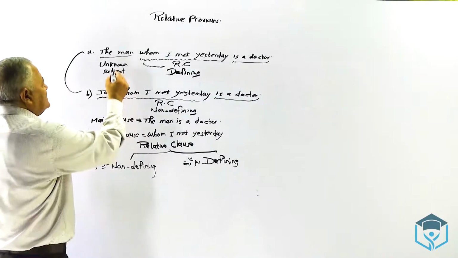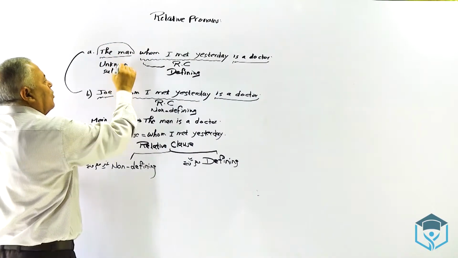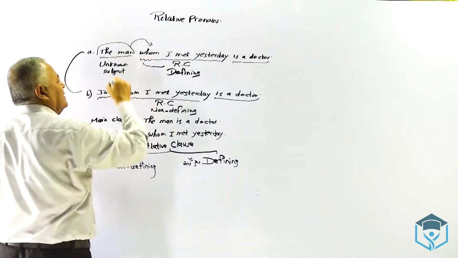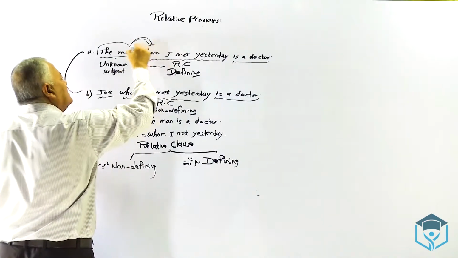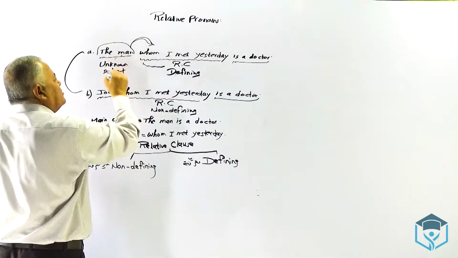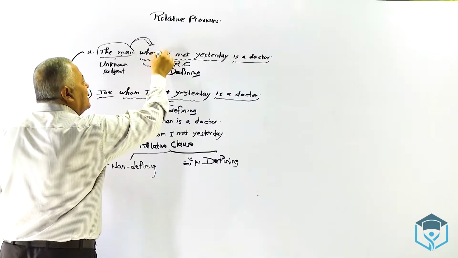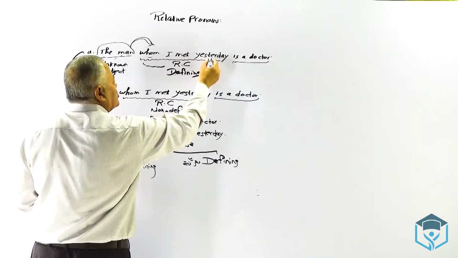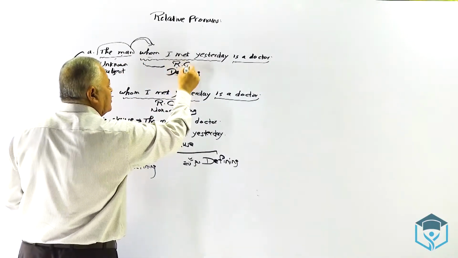And because this subject, the man, is unknown, what comes next must define him. What comes next must define the man, because the man is an unknown subject. فكونه فاعل غير معروف فما بعده لازم يعرفه. So this clause which comes next to the man is called defining relative clause.